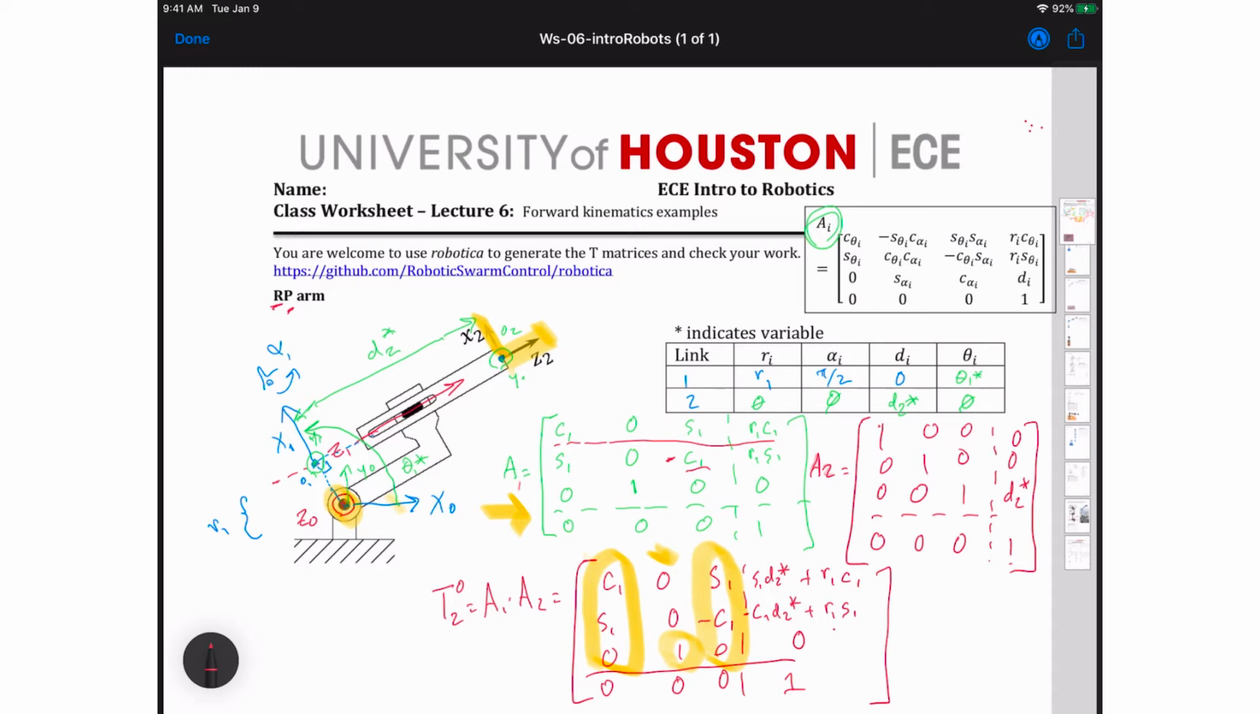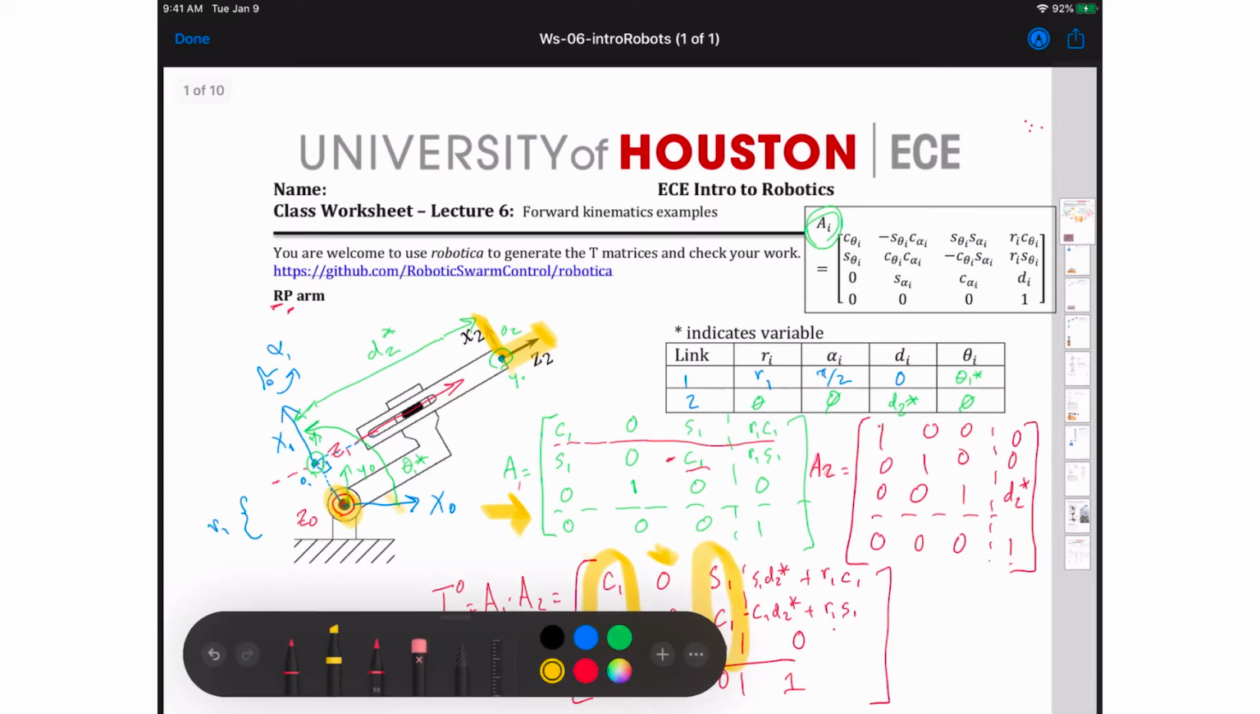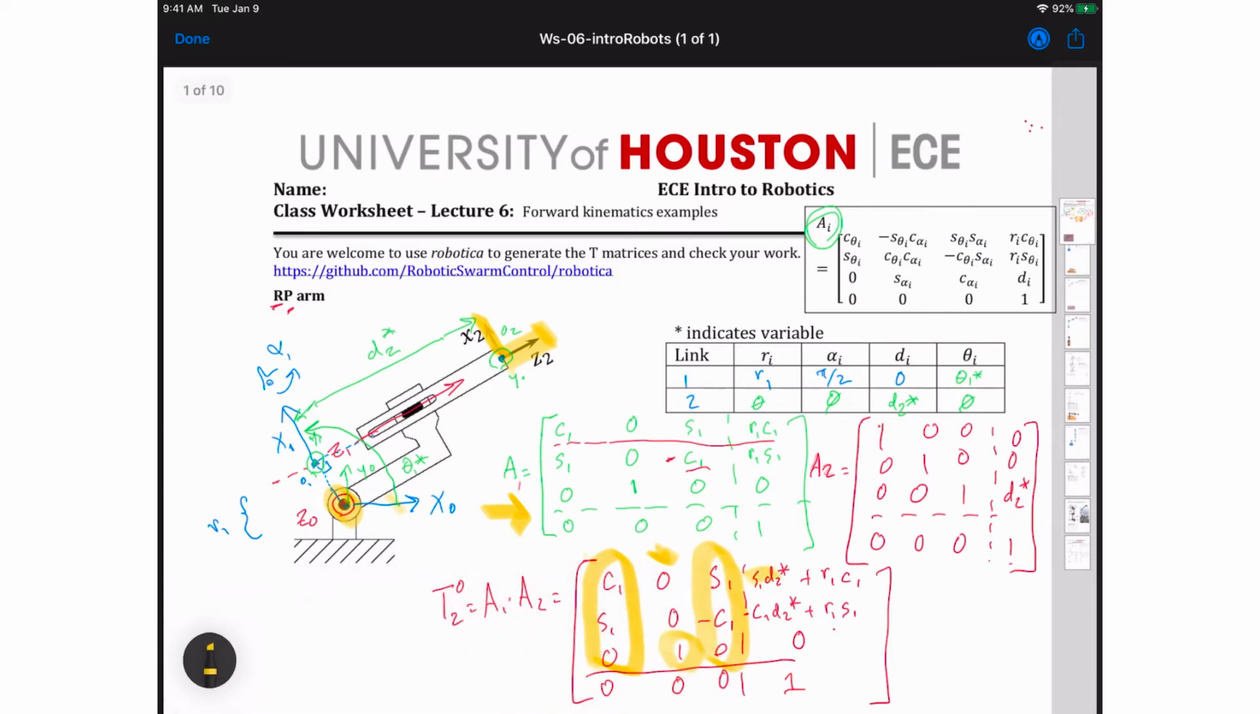And then this final term tells me what is the position of this origin. And so you see it's determined by two things. We've got our first term here, which is the length of this D2, plus I've got my radial offset here. And then I've got a negative cosine of my D2 star, and then my R1 sine 1, which tells me this position.